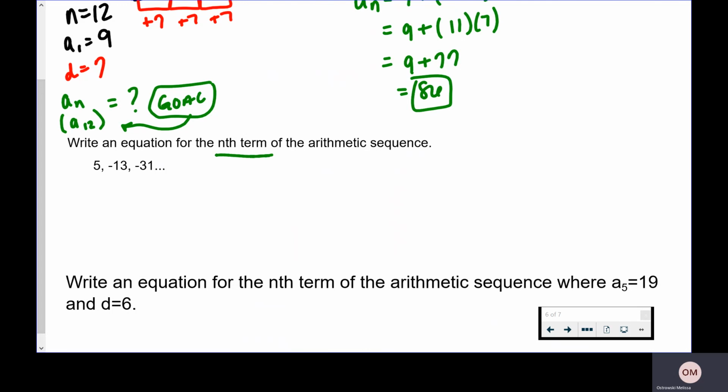Next, write an equation for the nth term of an arithmetic sequence. So nth term means it can work for any term.